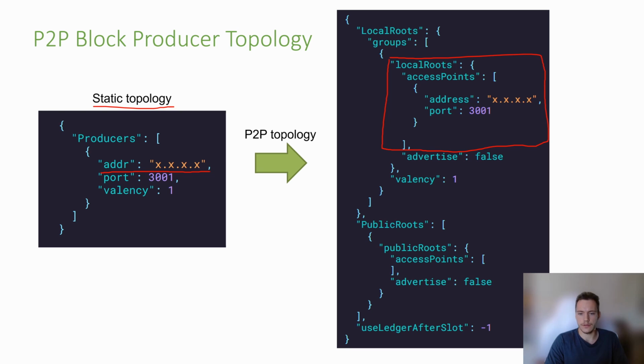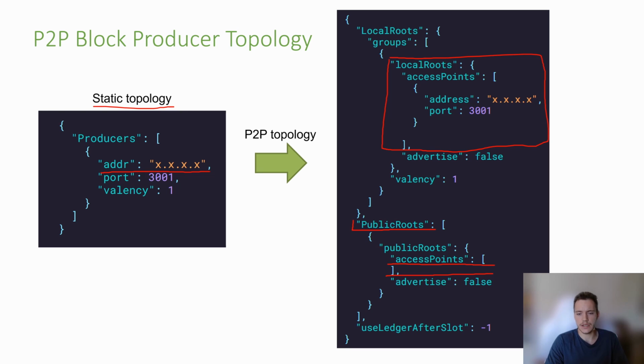And the public roots config still has to be defined because the node requires it to run, but we leave the access points empty, right? So we don't define any public roots. The block producer should not have any public roots. It should only have the local root for our relay or relays.